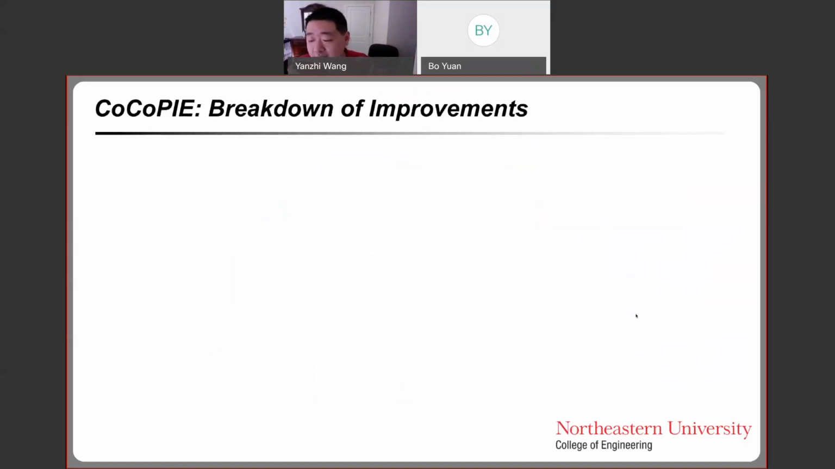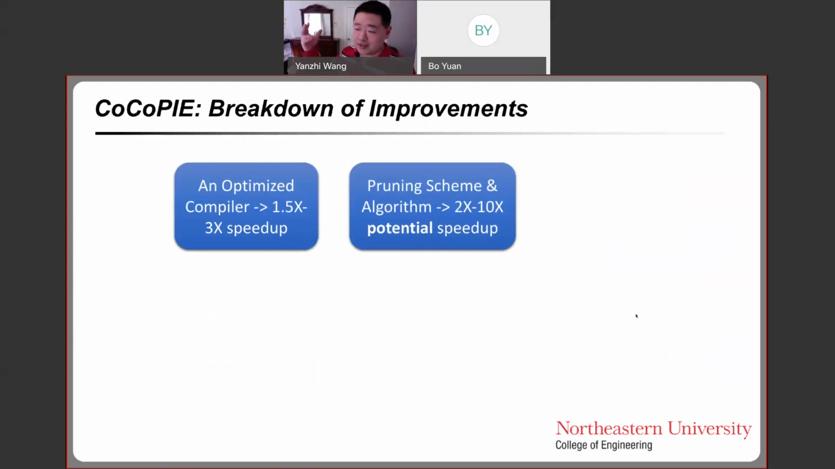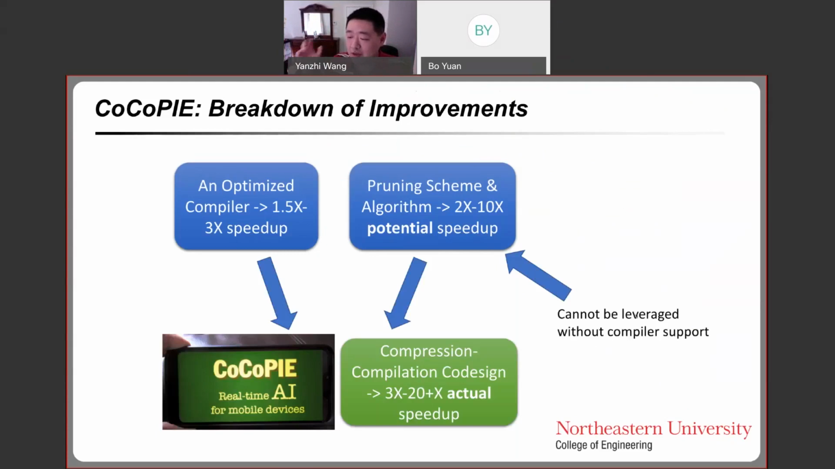If we look at the breakdown of improvements, the compiler itself gets 50% to 3 times speed up. And the pruning scheme and algorithm get 2 times to 10 times potential speed up. We say potential here because this speed up cannot be realized without compiler support. With compiler support, these two speed ups can be multiplied together, and overall we get 3 times to 20 times actual speed up, which moves towards real time and best-effort acceleration using edge devices.